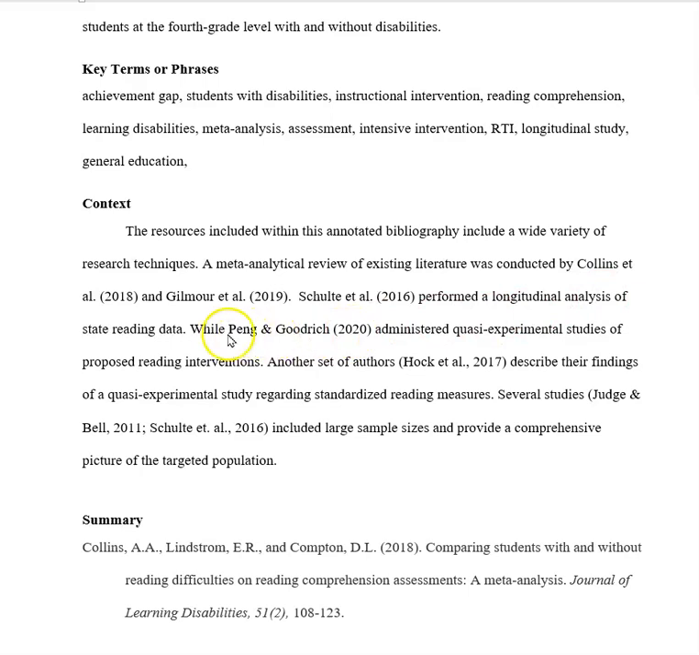Now, here is Peng and Goodrich. They administered, so that means this was their study, a quasi-experimental study. Very important that you tell the kind of study. And then they said several studies, and that's all right to say several studies, but you must name those studies.